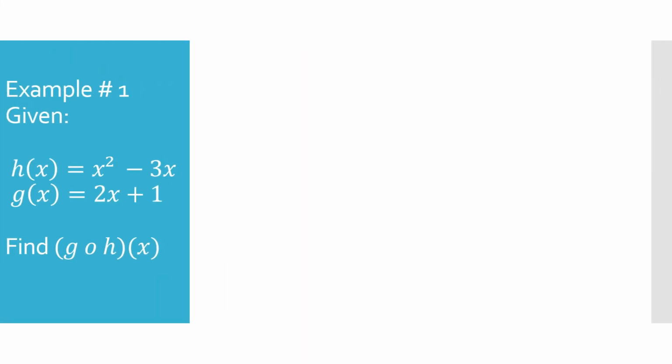Okay, now let's have example number 1. Given h of x equals x squared minus 3x and g of x equals 2x plus 1. Find g composed of h of x. Now, to solve this, from the given definition, we have g composed of h of x equals g of h of x. Then we will replace h of x with x squared minus 3x. So we have g of x squared minus 3x.